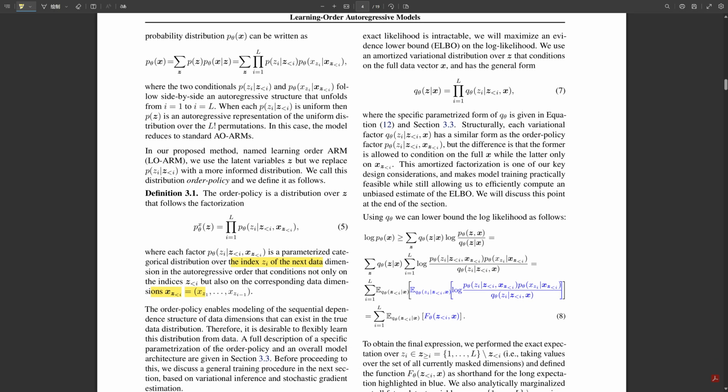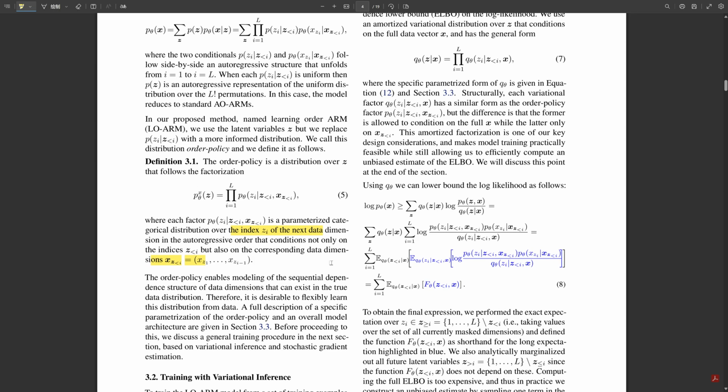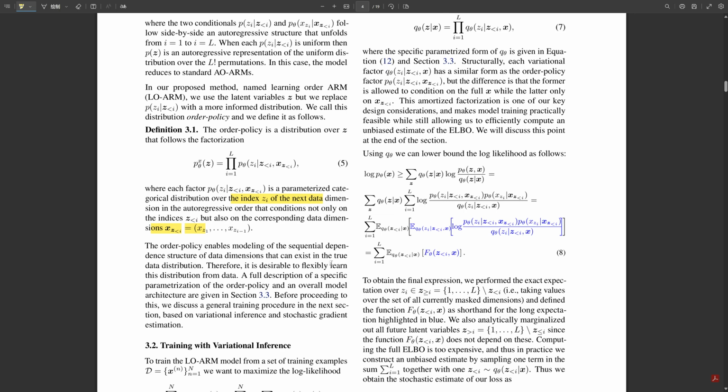Okay, so that's our mission for this deep dive, then. Really dig into how LO-ARMs work, specifically this innovation of learning the generation order, and understand why that makes such a difference, especially for data without that natural built-in sequence.